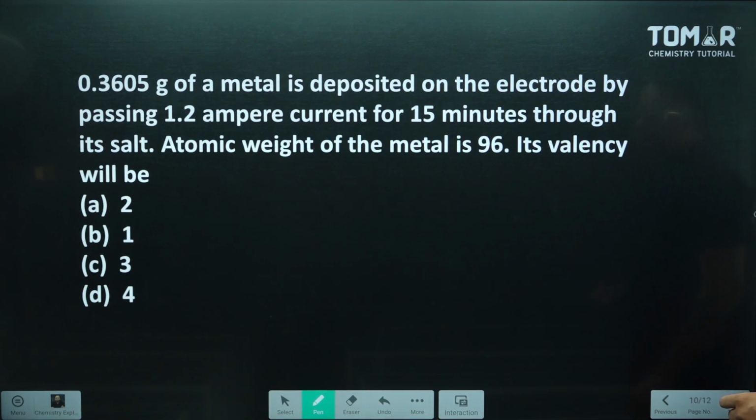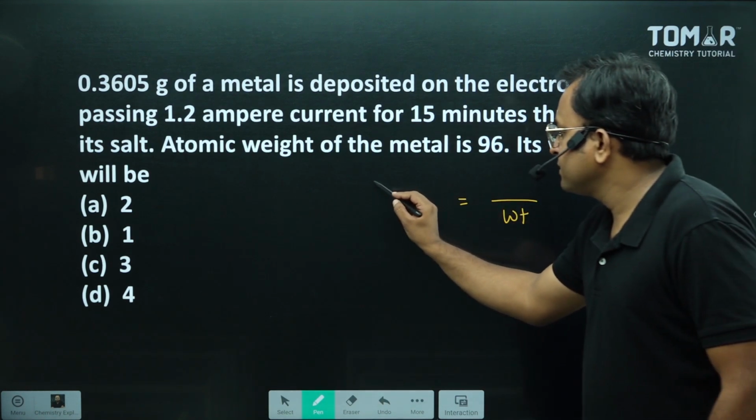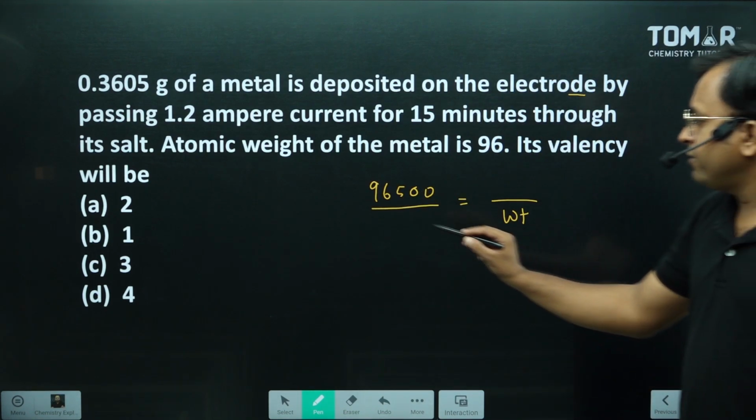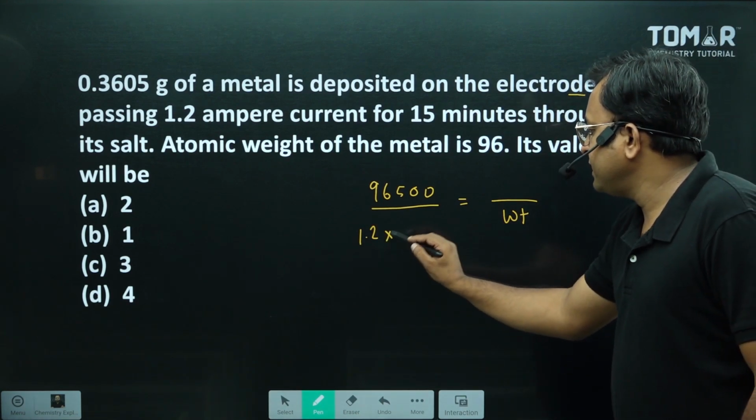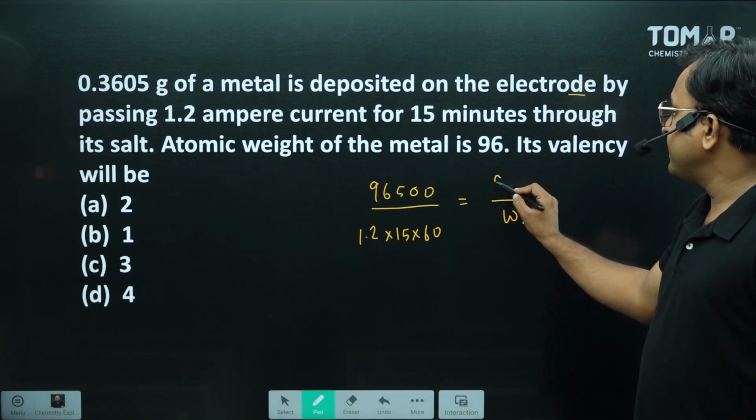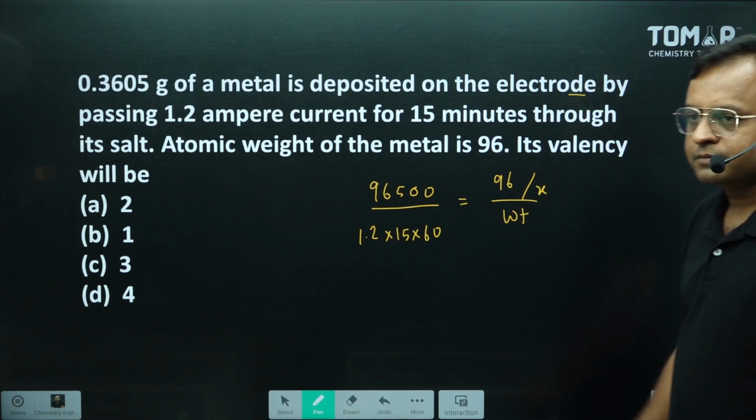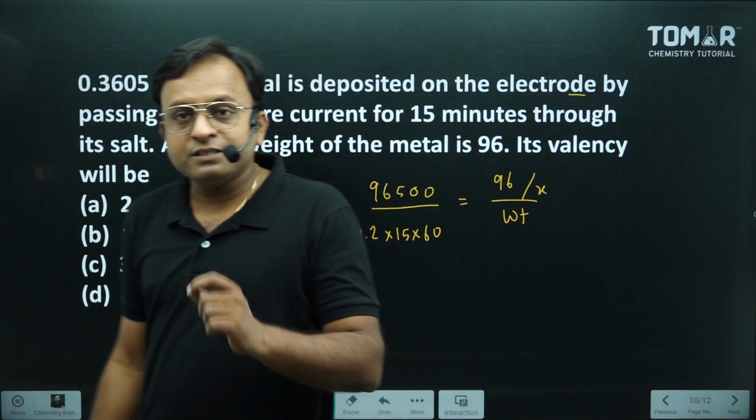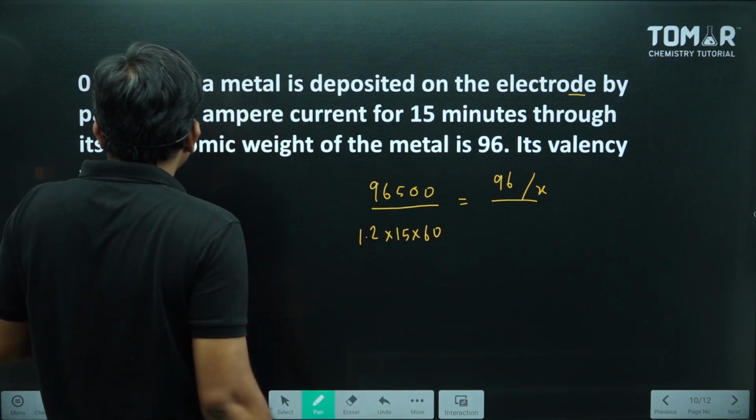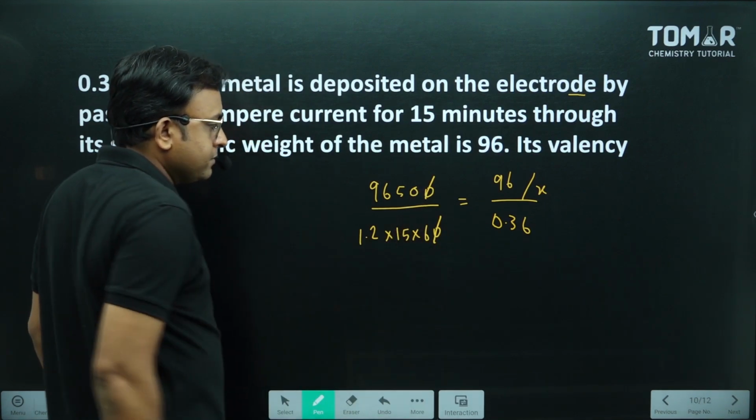0.36 gram of a metal is deposited on the electrode. So weight deposited is given. 96500. 1.2 ampere of current. 15 minutes is 15 into 60. The atomic weight of the metal is 96. Find its valency. We have to find the valency factor or the charge on the metal ion. Now, weight deposited is also given. Weight deposited is 0.36.